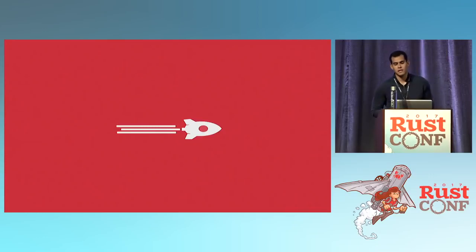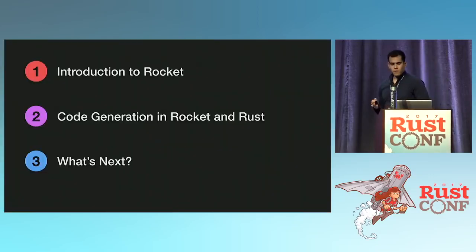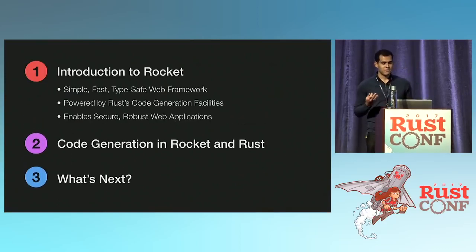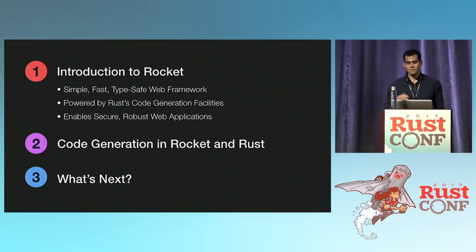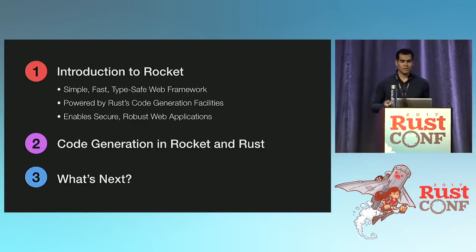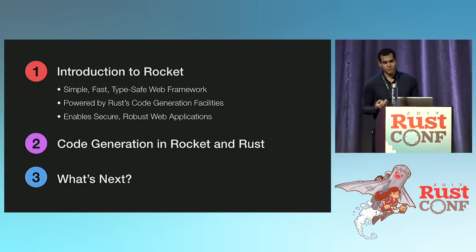So the way I want to structure this talk is sort of in three stages. First, I want to introduce you to Rocket. If you don't know about Rocket, it's what I think is a simple, fast, and type-safe web framework for Rust. And I'll say a bit about what I mean by simple and type-safe. Fast is self-descriptive. And it's powered by Rust code generation. Without Rust code generation, we wouldn't have Rocket.